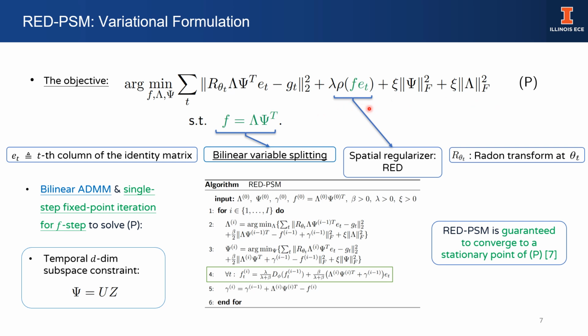Since using PSM in RED does not allow efficient propagation of the updates on PSM to the bilinear components lambda and psi, we perform a bilinear variable splitting and apply RED on the full rank representation F. To solve the resulting objective, we propose a bilinear ADMM with an efficient single-step fixed point iteration for the F step. Also, RED-PSM is guaranteed to converge to a stationary point of the proposed objective.